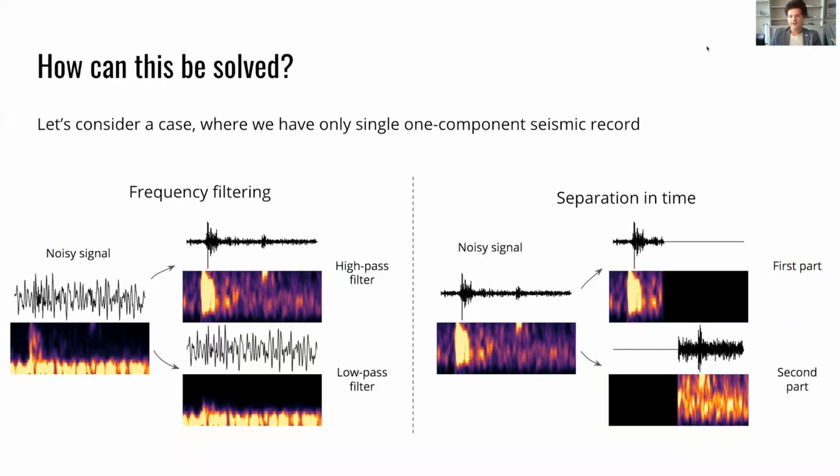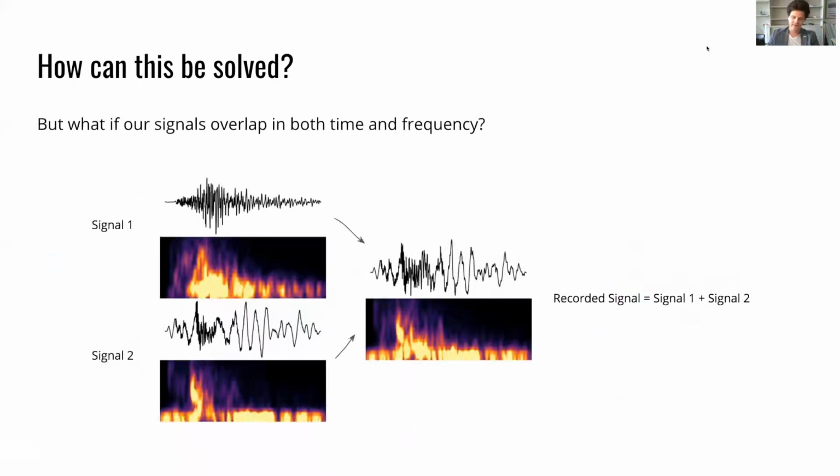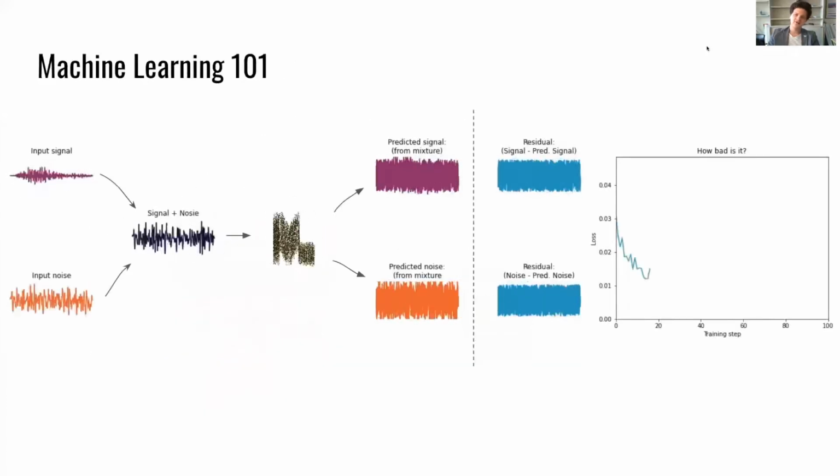The other thing we can do is, if we take a waveform that seems to have two signals in it, we can separate them in time. We can say, okay, the first signal ends at this particular time and the second signal starts at that time. But what if this frequency and time are overlapping in this signal? Let's consider a case where we have signal 1 and we have signal 2, and what we record on the seismic station is a mixture of those two. And they are not separated in time. They're not separated in frequency. They're overlapping. Can we do something about it? And apparently the answer is yes. We can train a machine learning algorithm.